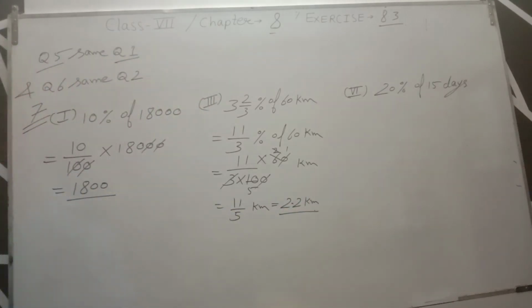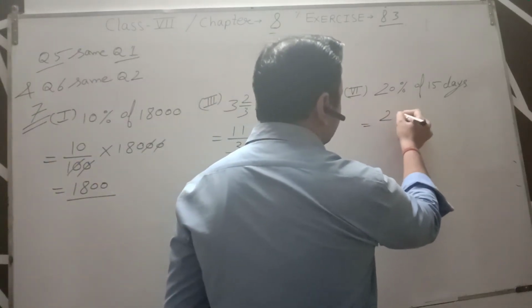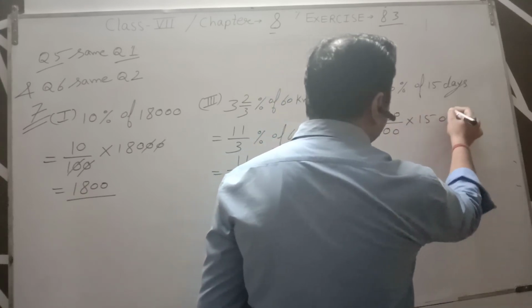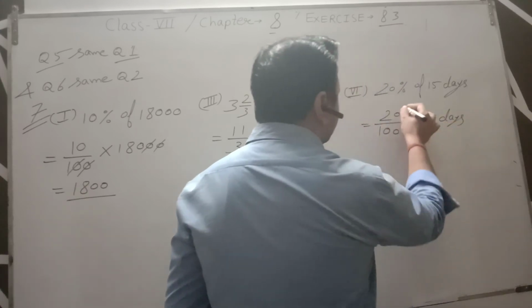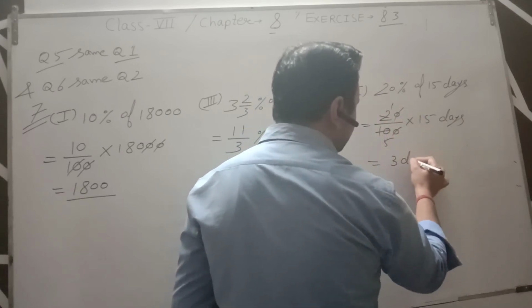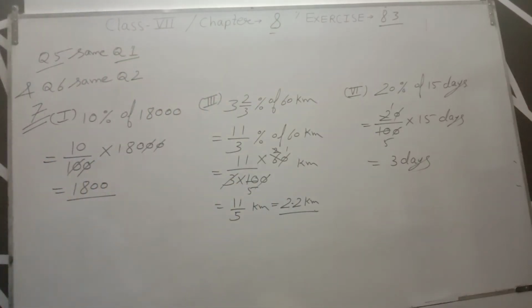Sixth part, 20% of 15 days. 20/100 multiplied by 15. 2 fives are 10 and the value is 3 days. So I hope these parts are clear. These parts and the remaining parts are homework, just note them down.